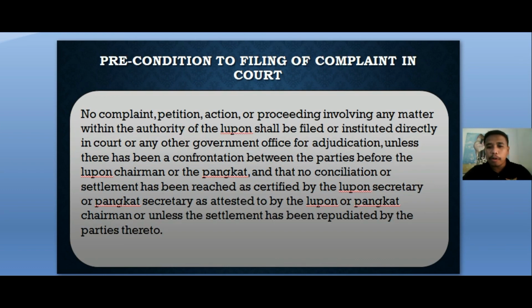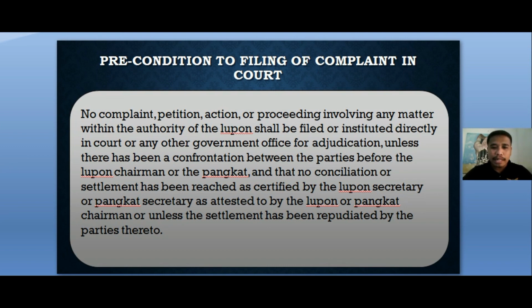So as I have said a while ago, if the case is subject for amicable settlement at the lupon, there shall be no complaint, petition, or action which should be instituted in the court unless there is really no settlement. So if there is no settlement in the lupon because the complainant or the accused will not agree or will not settle, what will happen is the lupon will issue a certificate of non-settlement.